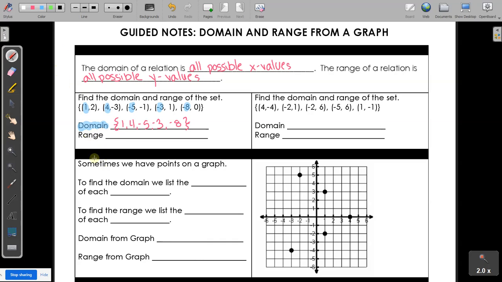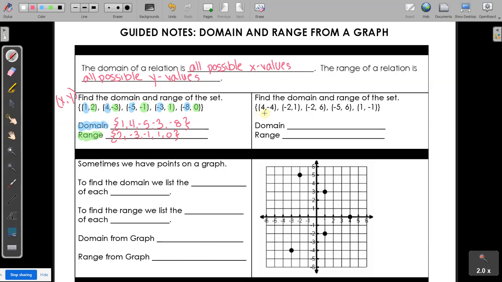The range are all of our y values. So again, remember we have x comma y, so it's the second value. So we have a 2, a -3, a -1, a 1, and a 0. So let's list that out: 2, -3, -1, 1, and 0. And we put the squiggly brackets around the list of numbers.